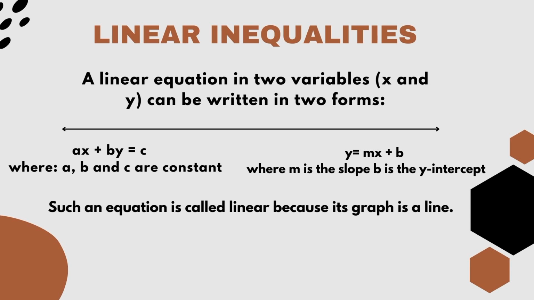The first one is ax plus by is equal to c, where a, b, and c are constants. And the second one is y is equal to mx plus b, where m is the slope and b is the y-intercept. Such an equation is called linear because its graph is a line.